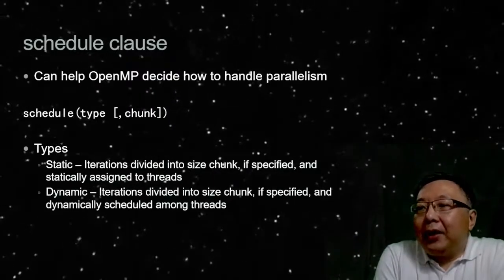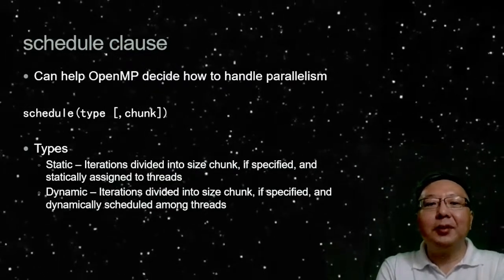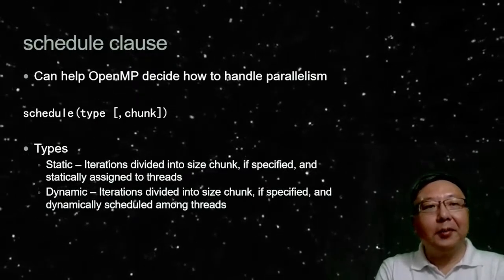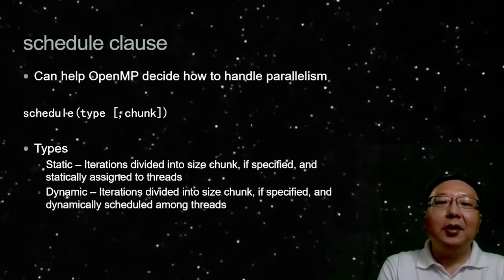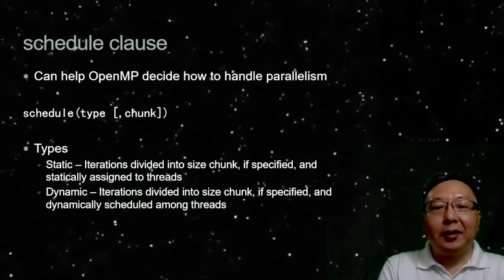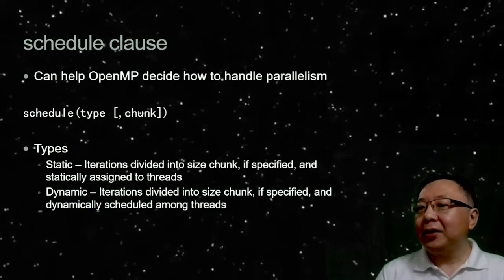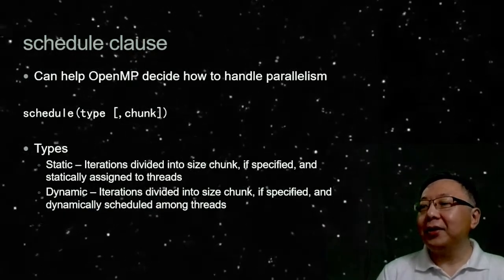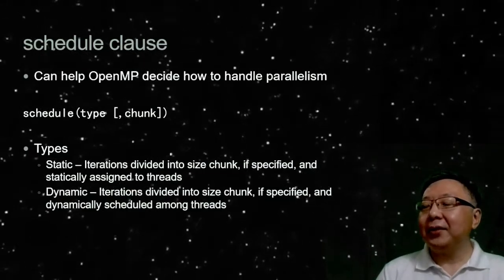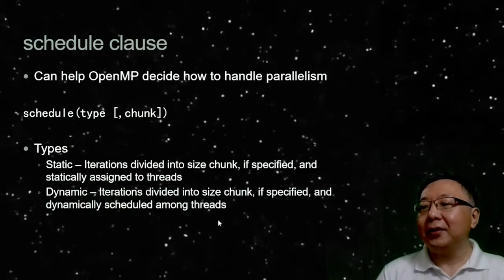Okay, now there's this schedule clause which helps. You can make things more tuned by telling OMP how to handle the parallelism. And you can have static, where iterations are divided into chunks of a specified size and statically assigned to threads, and dynamic, where iterations are divided into chunks of a specified size and dynamically scheduled among threads.